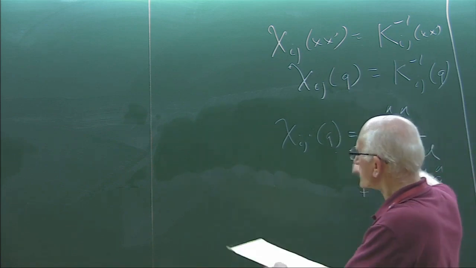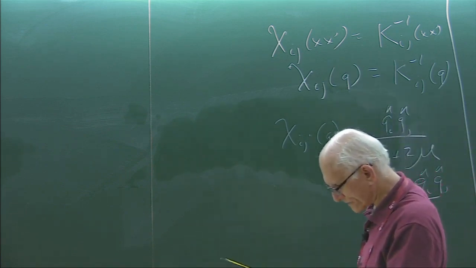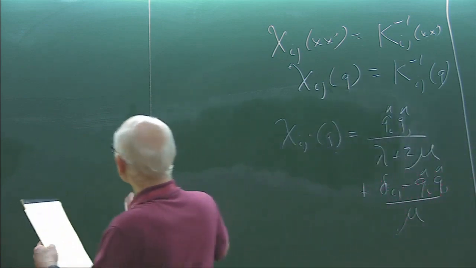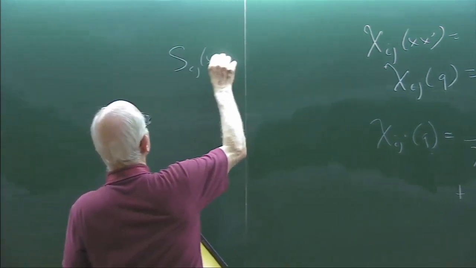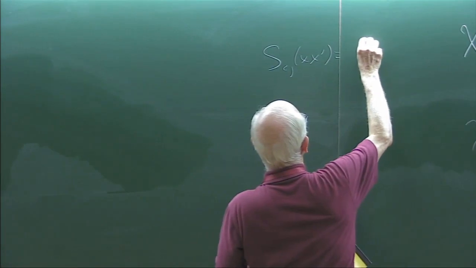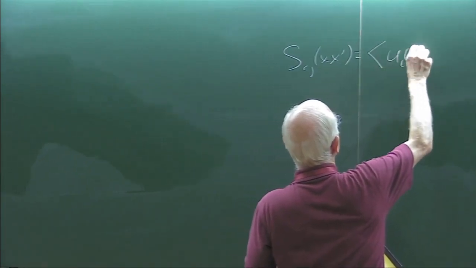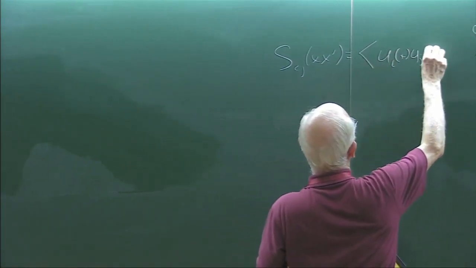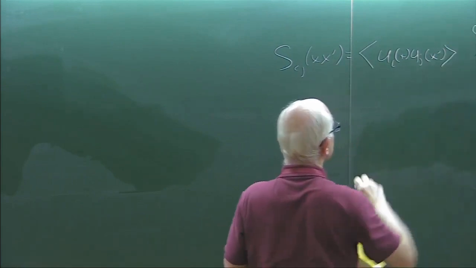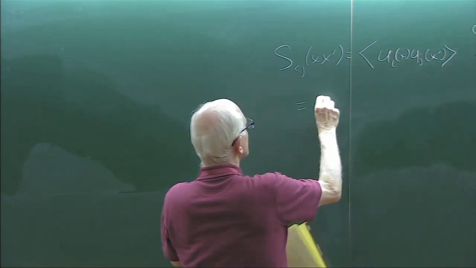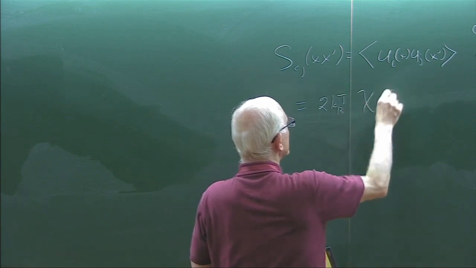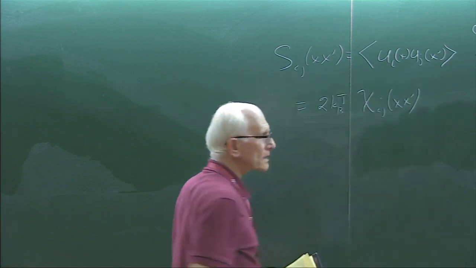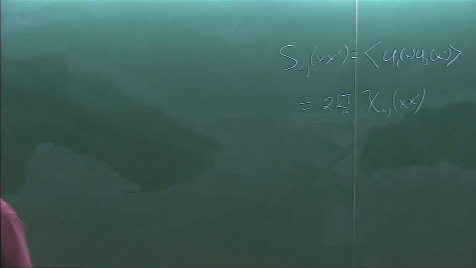Okay. So you can use this to do all kinds of things. For example, we have this theorem that the fluctuation, which is basically for our purposes at the moment, since u_j average is zero, this thing, is equal to 2 k_B T times chi_ij(x, x') when you have a system that's in thermal equilibrium.